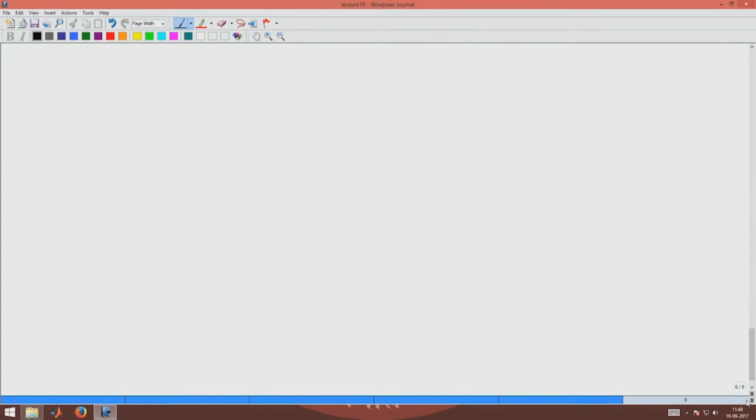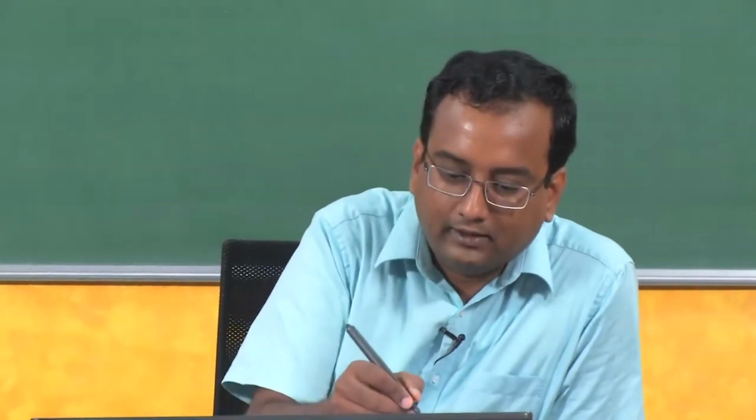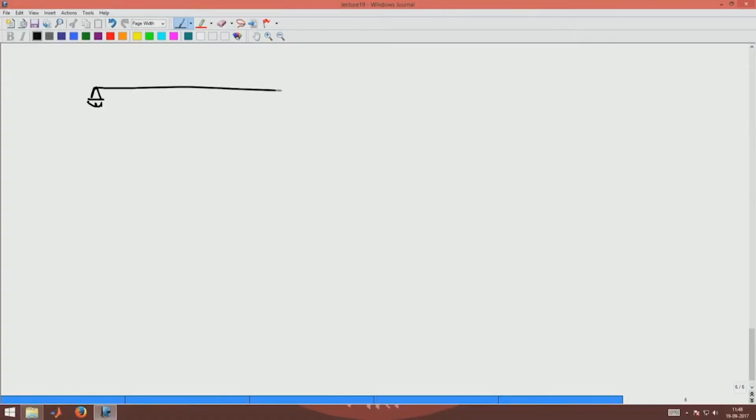Now, let us plot how the deformed shape looks like and how the slope of the deformed shape looks like for this simply supported beam subject to a UDL.